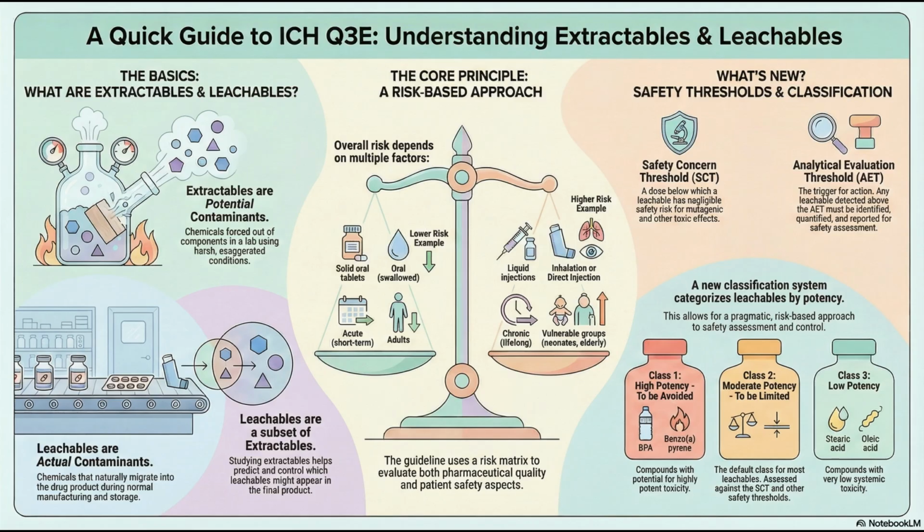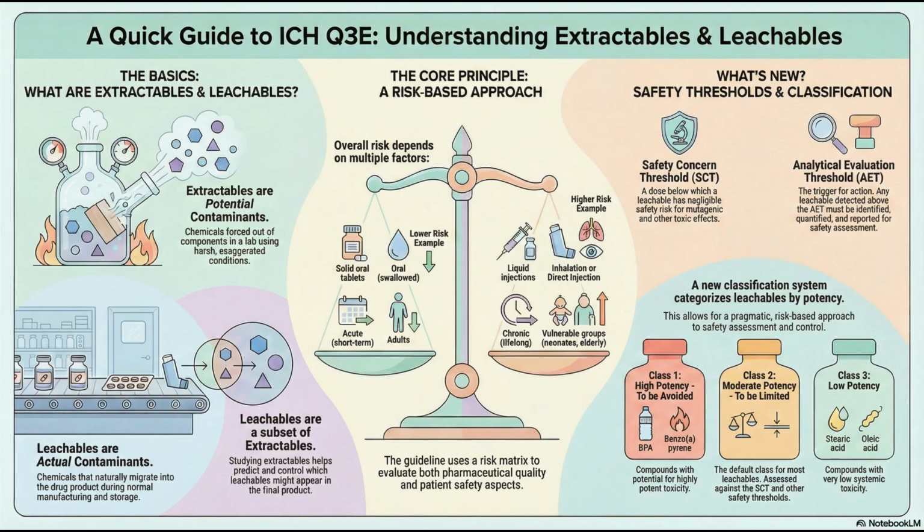What about the low-risk compounds? That's Class 3. These are compounds with relatively low systemic toxicity. We're talking about things where the permitted daily exposure is 1 milligram per day or even higher. So things like common antioxidants like BHT or long-chain fatty acids like palmitic or stearic acid. For these, if the patient's exposure is under 1 milligram per day, they're generally considered qualified without more work.